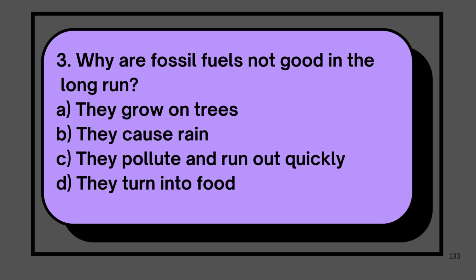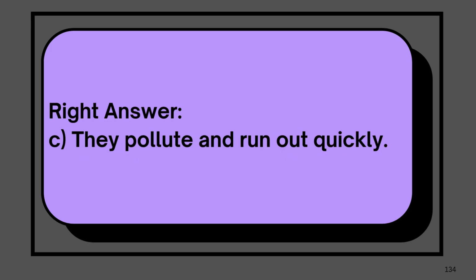The third question is, why are fossil fuels not good in the long run? A. They grow on trees. B. They cause rain. C. They pollute and run out quickly. D. They turn into food. The right answer for this question is C. They pollute and run out quickly.